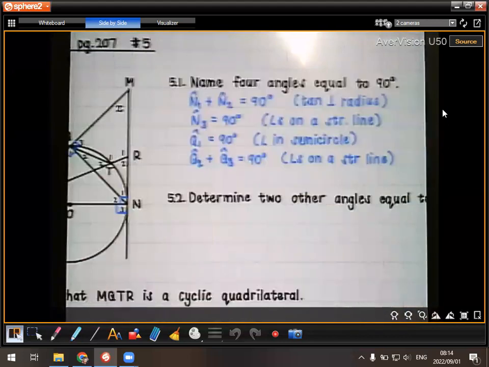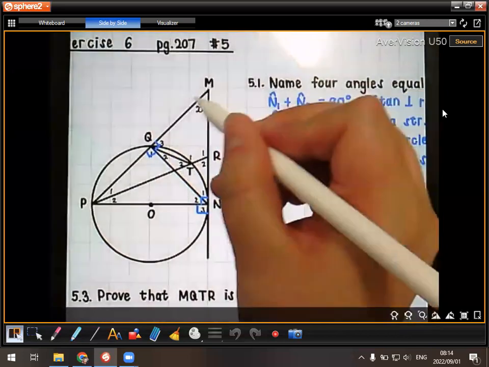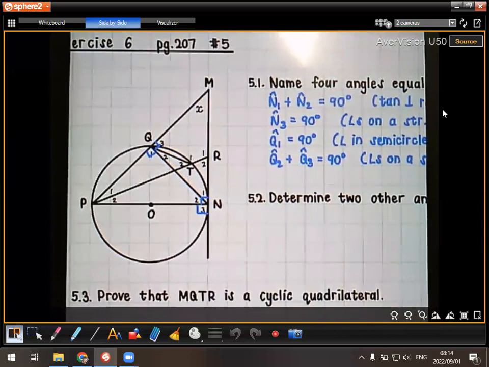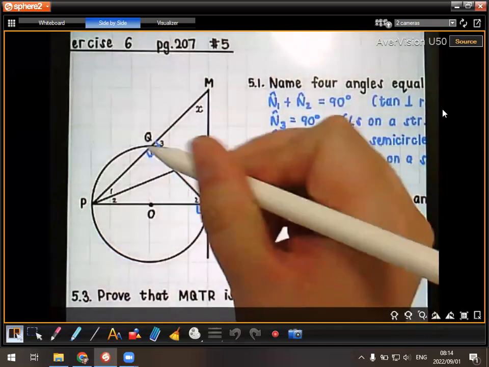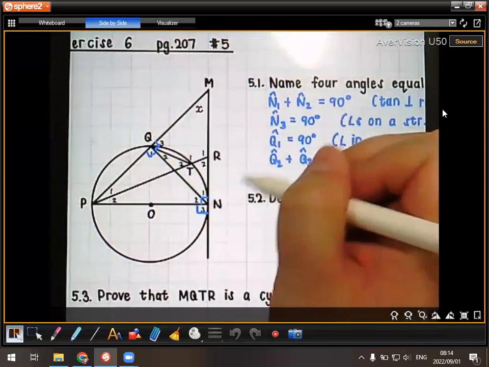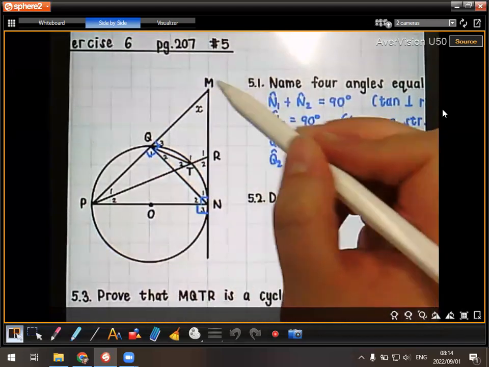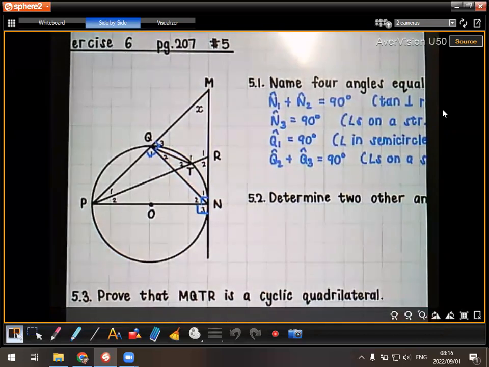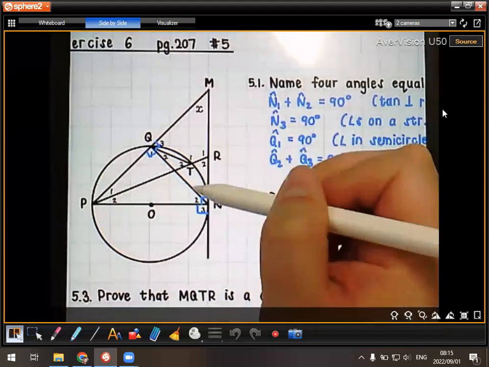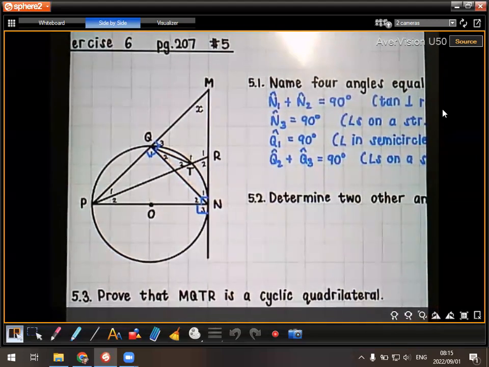Okay, now 5.2. Determine two other angles equal to X. All right, so we know that M is equal to X. Now we need to find two other angles that are equal to X. The only thing is, we don't know that this is a chord or that this is a tangent. If you wanted to use the tan chord theorem, then that would have had to be a tangent. See, M is not in a circle. So if we could prove in some other way that M was equal to N2, then it would be a tangent. But we don't know that yet.